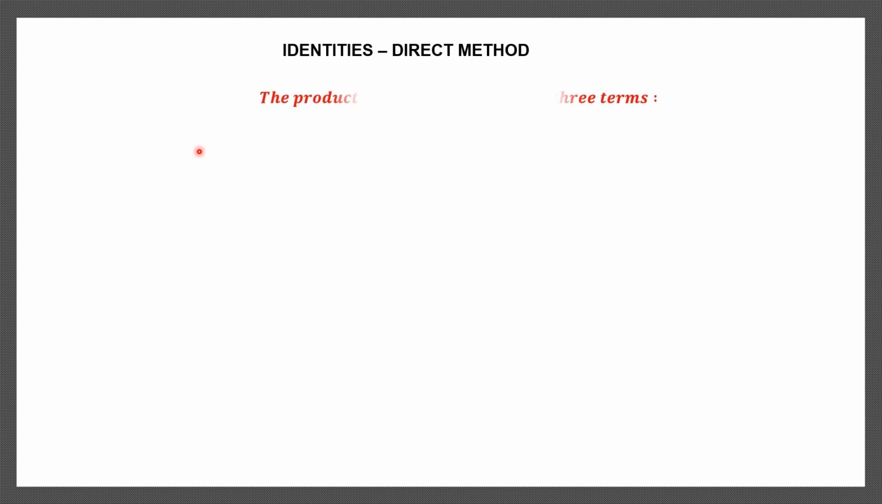Now there are some basic identities that we are going to use in class 8. First let's learn how to find the product of two binomials. We already know that, isn't it? We know how to multiply two binomials and the answer is three terms. Now you can get this in the direct method. So now let's take an example for you to understand this better.